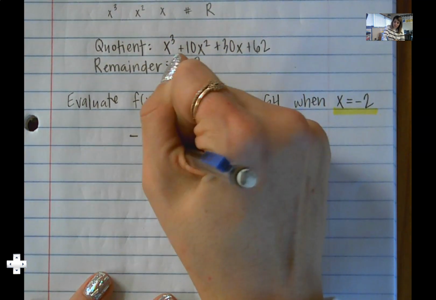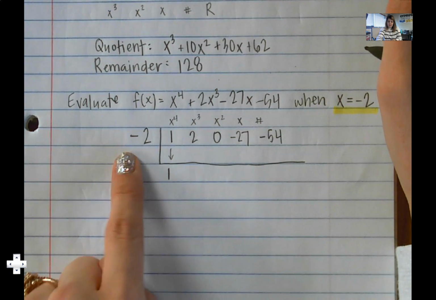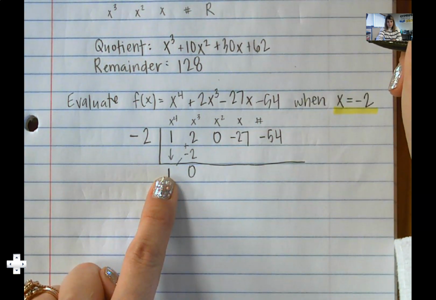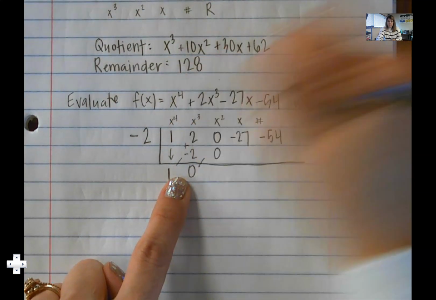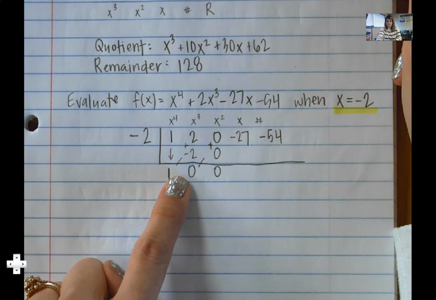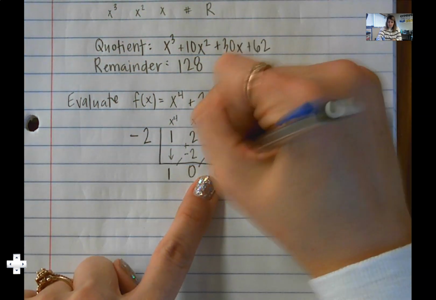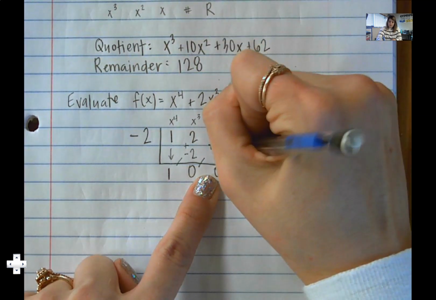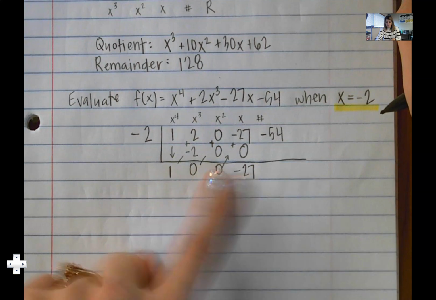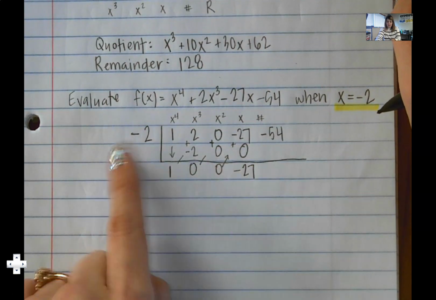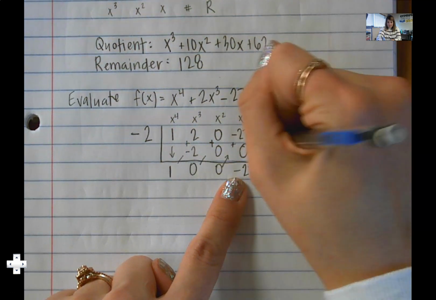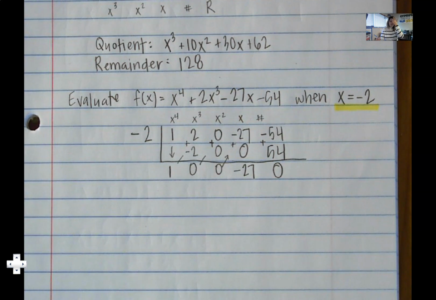Okay, we bring down the first number. That gives me a 1. 1 times -2 is -2. When you add these, they cancel. -2 times 0 is 0. 0 plus 0 is 0. -2 times 0 is 0. Plus -27 is -27. So far we have 1, 0, 0, -27. So our last one is -2 times negative 27 is a positive 54. Add those, and the last term cancels out.